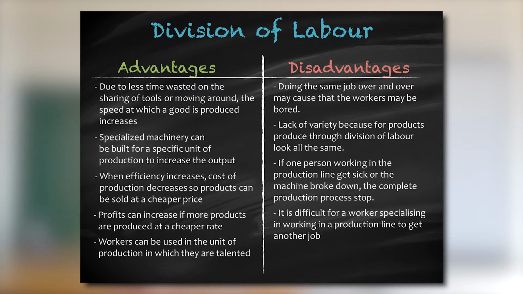The last point, which is an advantage, is that if you build a machine for one unit of a production process, it's much easier to design such a machine and build such a machine, because that machine is just doing one task. If you must build a machine to do the complete production process of a product, then it will be a very expensive machine and very complicated to do that.